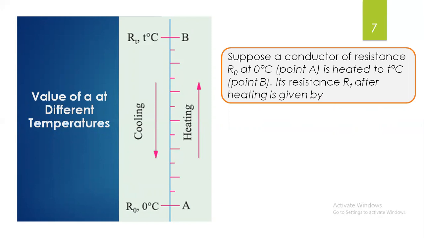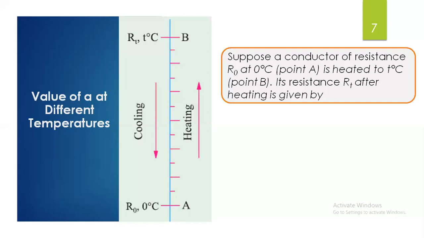When the increment is based on the resistance measured at 0 degrees Celsius, then alpha has the value of alpha 0. At any other initial temperature T0 degrees Celsius, the value of alpha is alpha T, and so on.